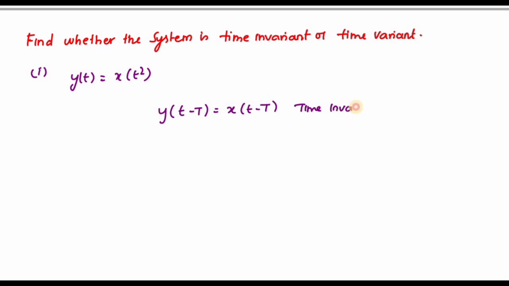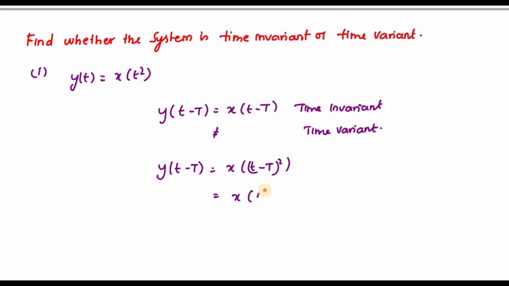If it is not, it is time variant. Here you can see that instead of t, I'm getting t square. So if I shift t by capital T, it will result in x of t minus T the whole square, right? So you will get x of t square minus 2tT plus T square. This is the answer you will get.